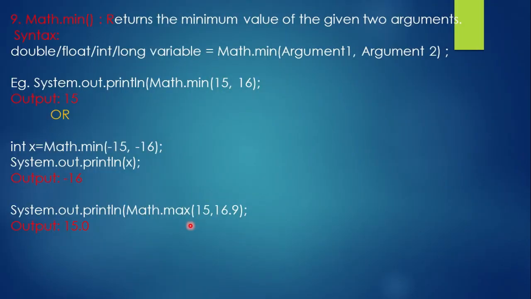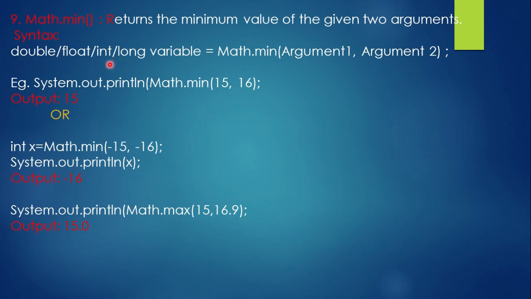Now the second last function, math.min, returns the minimum value of the given arguments. For the min function also you will have two arguments, argument 1 and argument 2. There is no big difference between the min and max functions. Min will calculate the minimum value and max will calculate the maximum value. And the return type remains the same: double, float, int, long.